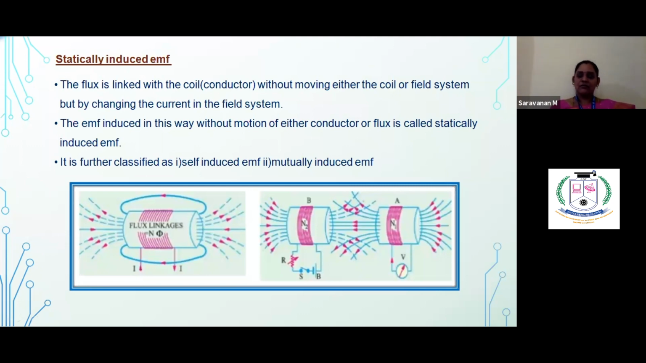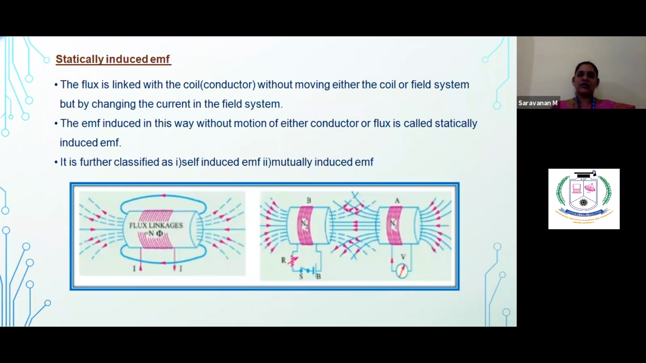So when the current flowing through one coil is changing, the EMF linking with the second coil is also changing. This type of sharing taking place between two coils, and the EMF induced this way, you call your mutually induced EMF. Statically induced EMF means the EMF induced without any movement of your coil. When the flux linking with the coil changes, the EMF is obtained according to Faraday's first law of electromagnetic induction.